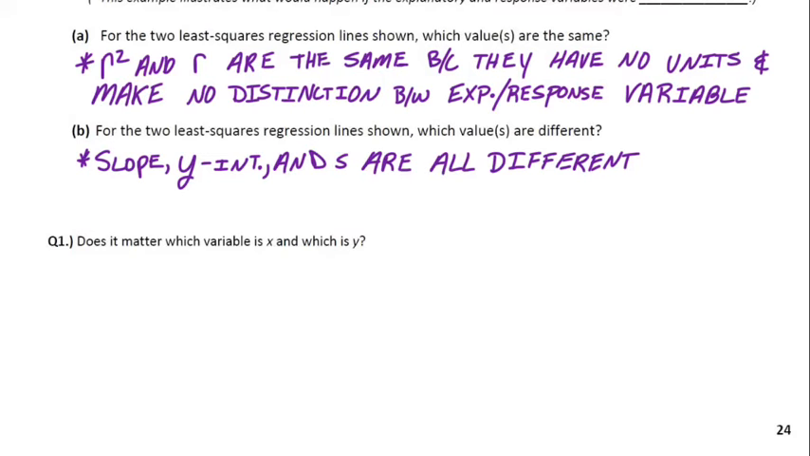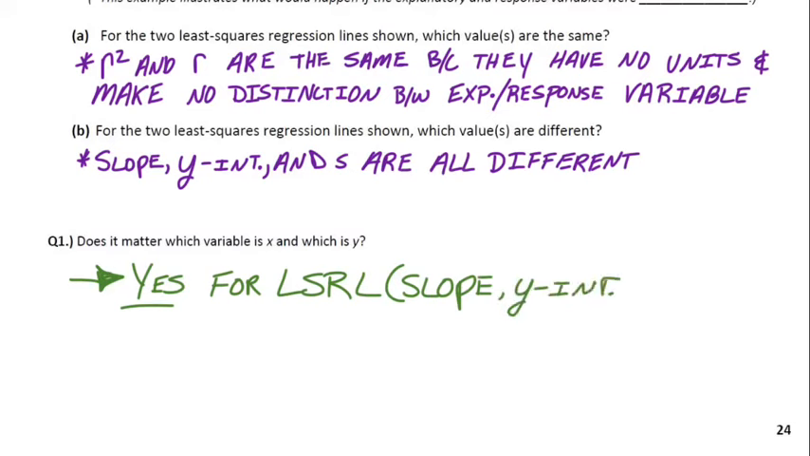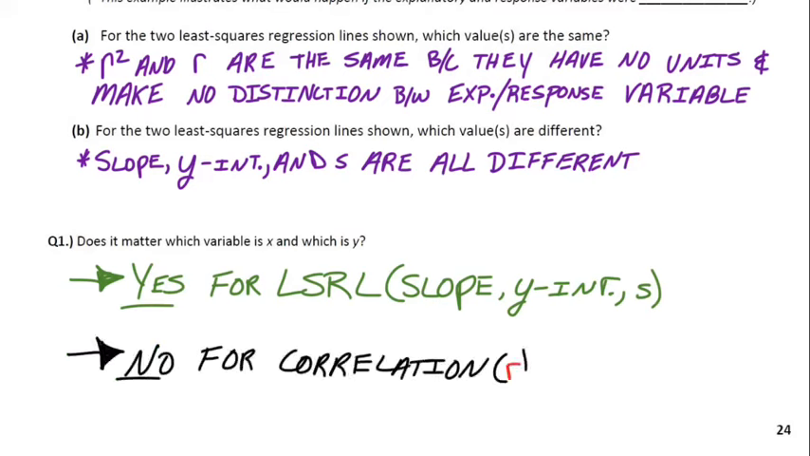And then it says, does it matter, question 1 there, Q1, does it matter which variable is X and which is Y? Well, yeah, it does. We want the independent variable, the explanatory variable on the x-axis for 1. So yes, for the LSRL, the slope, the y-intercept, and S, those would all make a big difference. When does it not matter? Well, it's not going to matter for correlation. So that's the point.